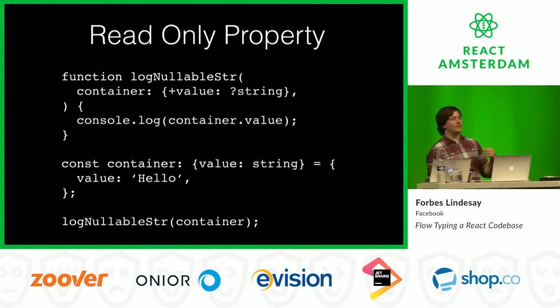The way we fix that is we mark the property as read-only. Now, Flow has a syntax for this that's a plus. So that plus means read-only. It has a fancy name. It's called covariant. But covariant really is just a fancy word for read-only.